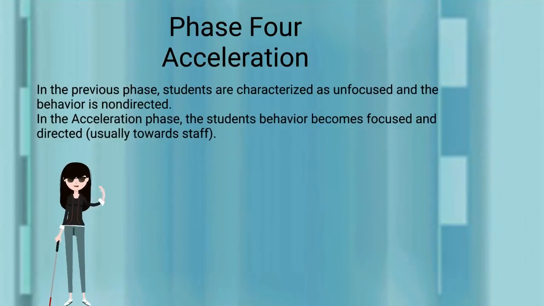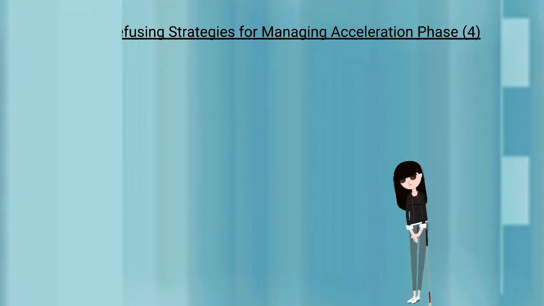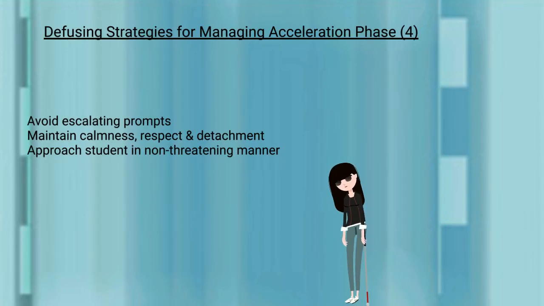In the previous phase, students are characterized as unfocused and the behavior is non-directed. In the acceleration phase, the student's behavior becomes focused and directed. Avoid escalating prompts. Maintain calmness, respect, and detachment. Approach the student in a non-threatening manner.